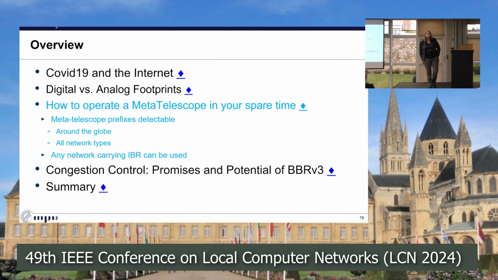Now, what can we conclude from this? Well, meta-telescopes can be used, and we call this a meta-telescope because it's not a real telescope, because the owner of the IP address space doesn't have to collaborate here. And we can combine information from many different prefixes in many different countries. So we can find them around the globe, in all network types, and pretty much any network where you see this IBR traffic can be used to infer these meta-telescopes, which gives us completely new measurement capabilities.